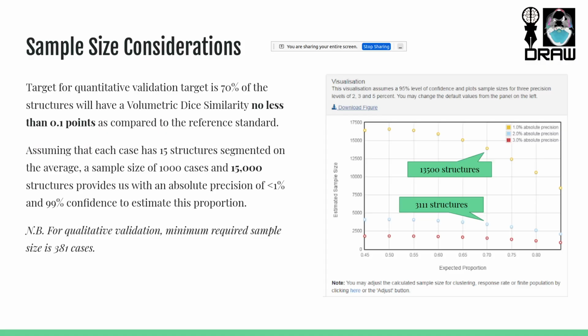For the quantitative validation, we target that at least 70% of the structures should have a VDS no less than 0.1 points as compared to the reference standard. And assuming that each case has around 15 structures segmented, this is what our internal thinking is: we think an average sample size of 1000 cases and 15,000 structures will provide us with an absolute precision of less than 1% and 99% confidence to estimate this proportion. Now, we decided on this high threshold because each patient will have multiple structures, and this precision actually gives us a robust estimate.